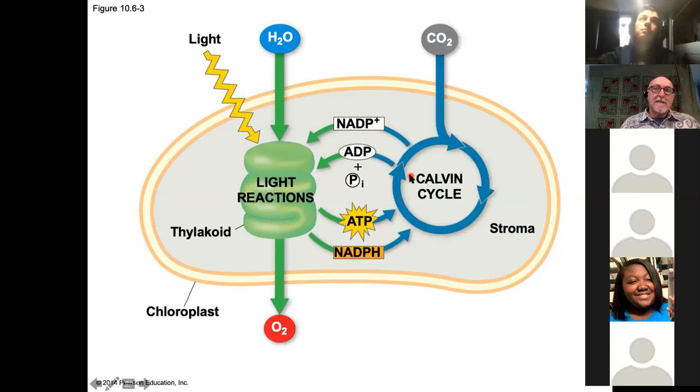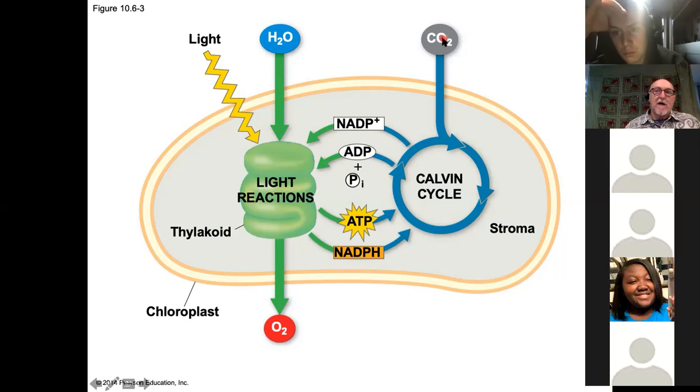What happens next is that we have an entirely separate set of reactions. These are not dependent on light. You may sometimes see them referred to as the dark reactions, but there's no requirement that they be performed in the dark. It's simply that they don't need light. This is a very complex cycle. We will only discuss it in broadest outline. But it's called the Calvin cycle, named for the person who described it.